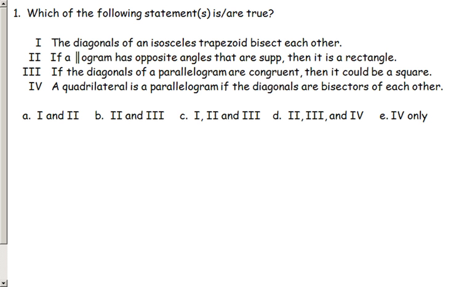Number 2. If a parallelogram has opposite angles that are supplementary, then it is a rectangle. So a parallelogram's opposite angles, what do you know about them? Well, when I asked you to memorize the properties, this is one thing you should have known: if parallelogram, then opposite angles congruent. So if they're congruent, and it told me that they are supplementary as well, what do you know about angles that are congruent and supplementary?